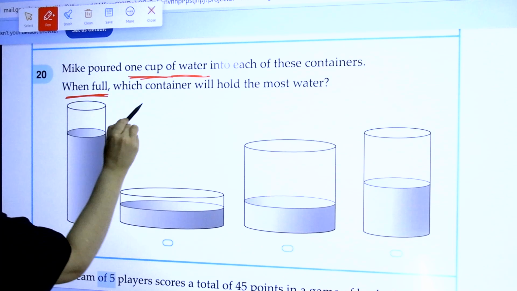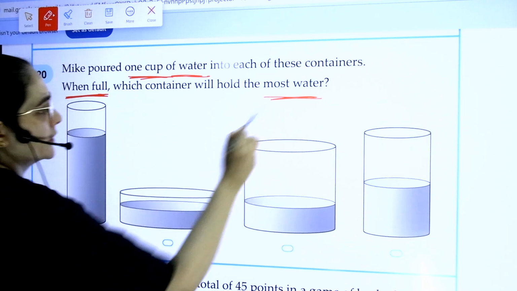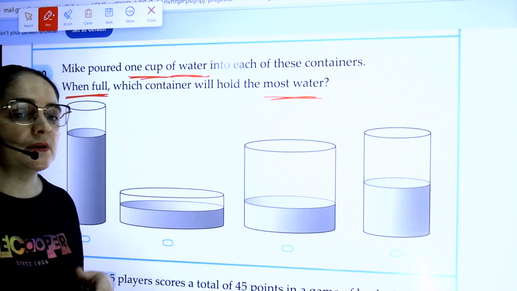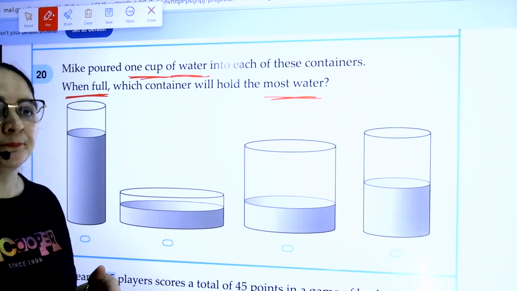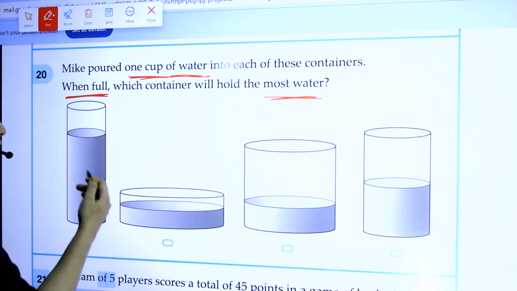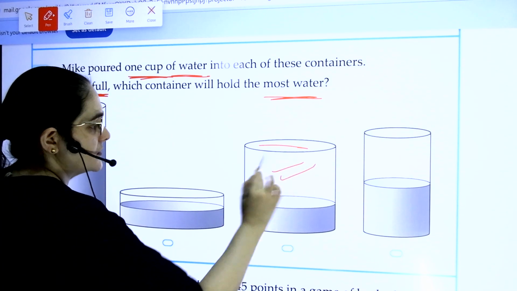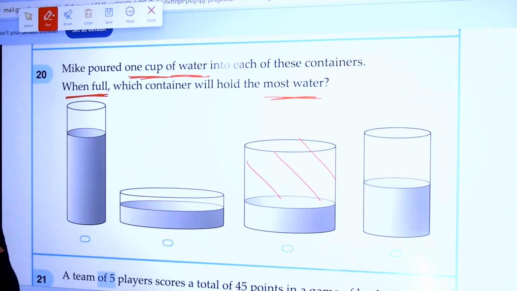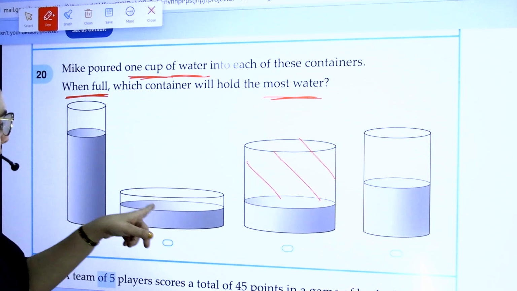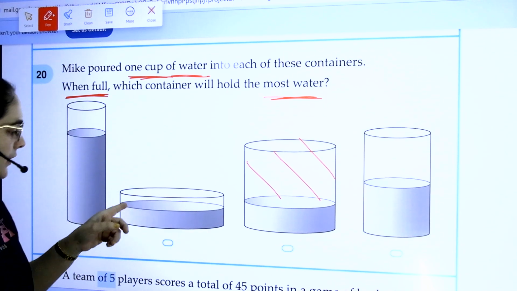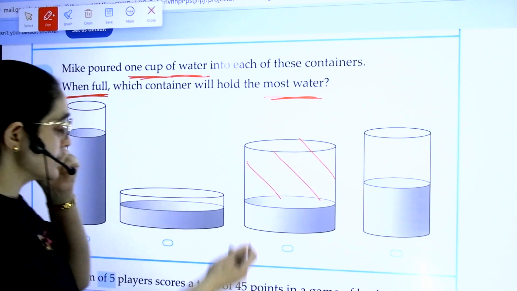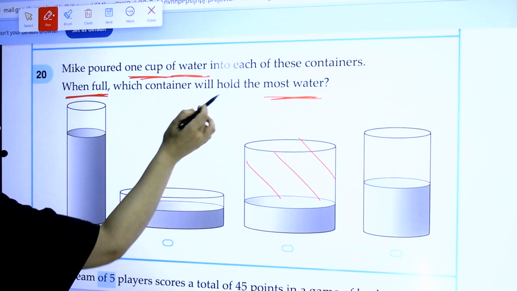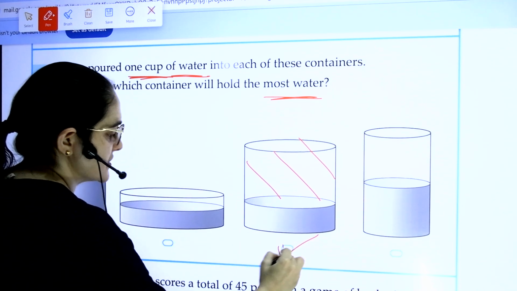When full, which container will hold the most water? Don't you think that the container that is left with more space will hold the most water among them? So I can fill the most water in this container because I'm left with so much space here. So this is most reasonable. This one is almost full. This is half full. This is half full. This is less than half full. So I can actually put a lot of water in this one. So the container in which the most water can be filled is this one.